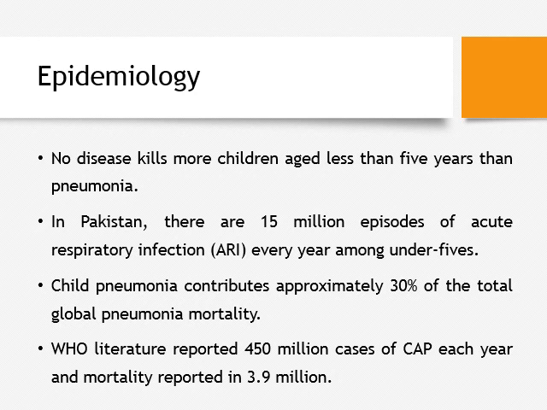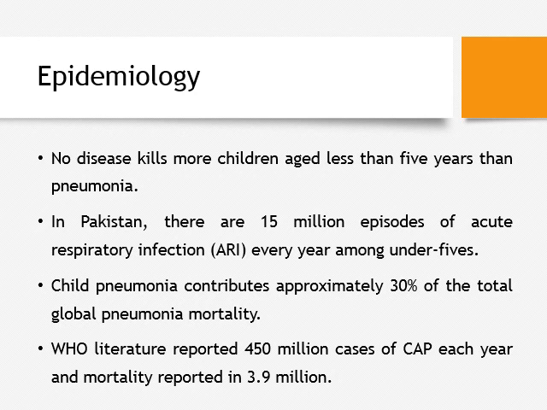Now, if we discuss the epidemiology of pneumonia, pneumonia is one of the major causes of death in children of less than 5 years of age. It causes the most deaths as compared to other diseases. In Pakistan, it has been reported that about 15 million episodes of acute respiratory infection are faced by children each year. That means in a single year, children less than 5 years of age in total may have 15 million episodes of acute respiratory infections. So these are the most frequently occurring infections in children.